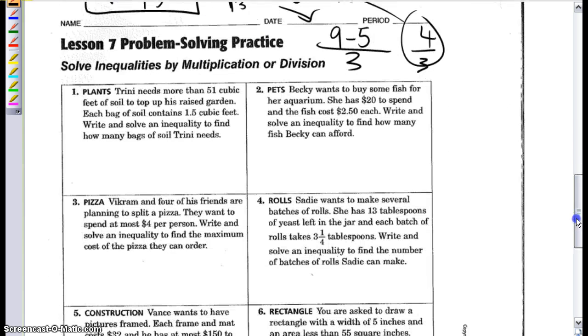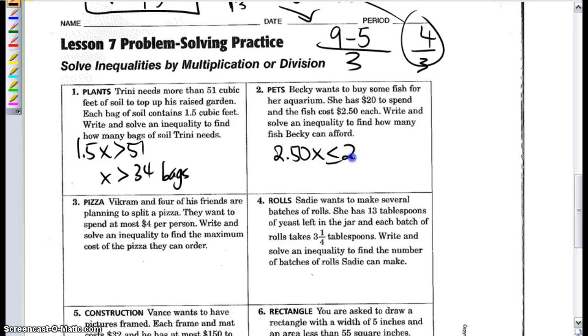Let's turn to the back. The worksheet that we did on the back, we've already completed 1 and 2 in class. So again, the answers to those is 1.5x is greater than 51, and x was greater than 34 bags. Here we have 2.50x is less than or equal to $20, since that's all she has to spend. And so x is less than or equal to 8 fish.